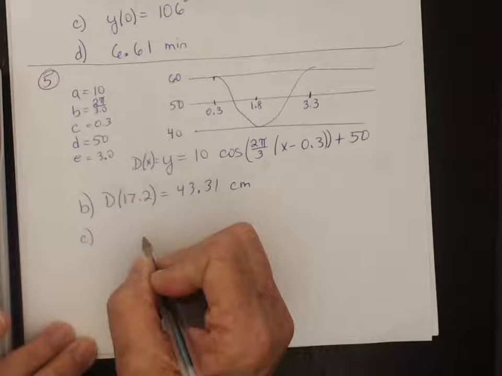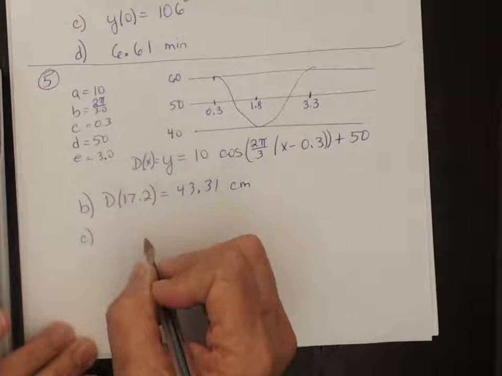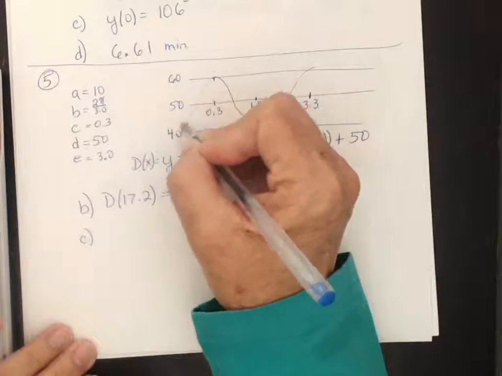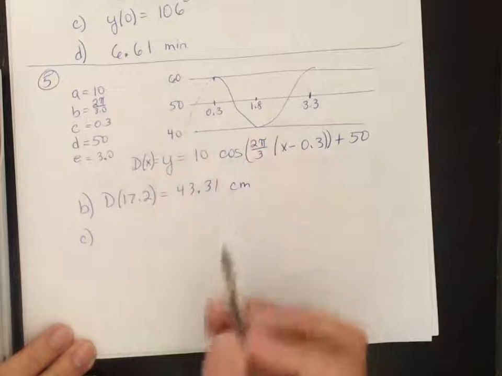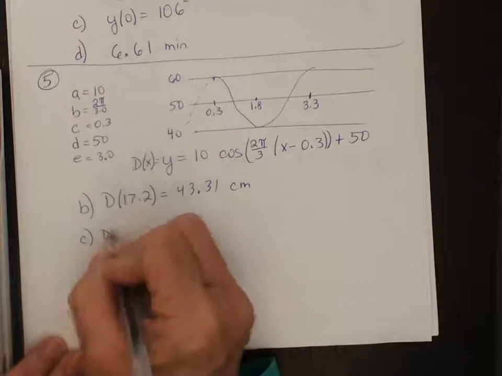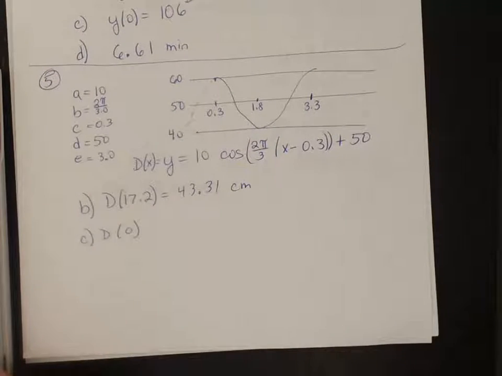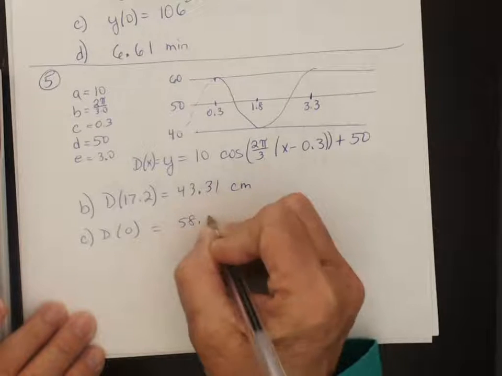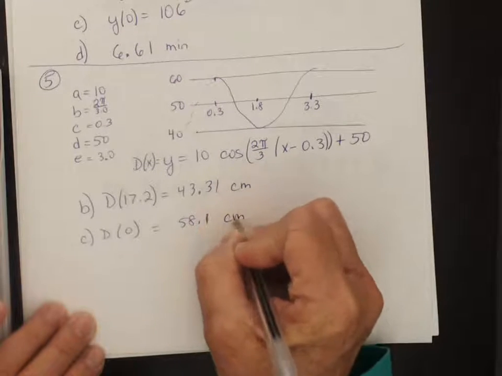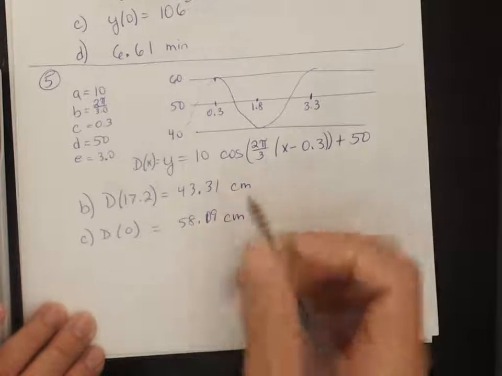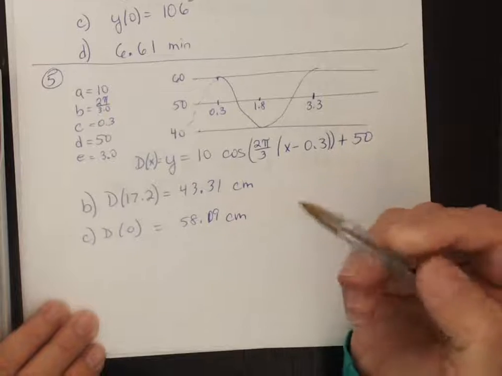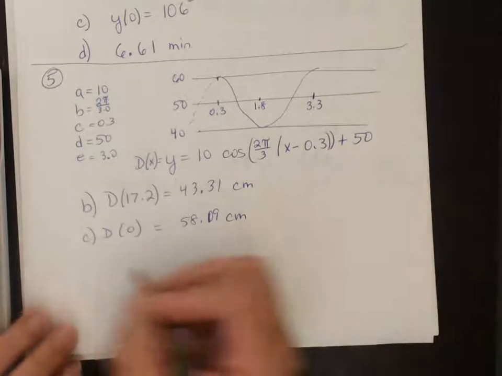Part C is what was the distance from the floor when you started the stopwatch? So at time equals 0. So I know it came back over here. I'm just not sure exactly where it was. So again, I'm just going to put a 0 into the calculator. And we get that it was at 58.1 centimeters, or 58.09 centimeters. So it was close to the very top at time equals 0. Not quite at the maximum, but almost.